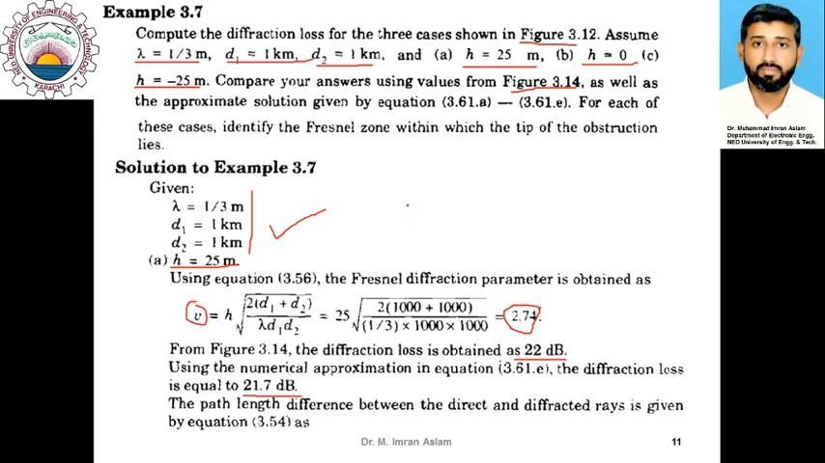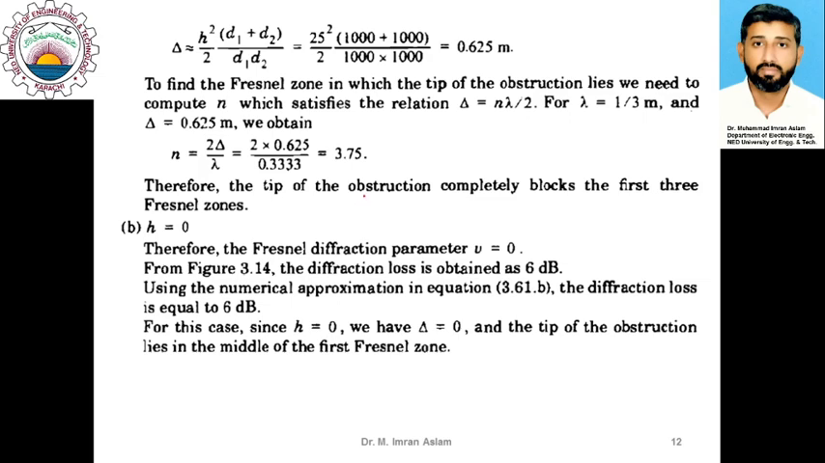Secondly, if we like, we can also calculate the path difference, although it's not asked in the question, but as we have derived the relationship, we can directly use it to calculate the path difference as well as the phase difference. The path difference here is delta equal to h squared upon 2 times (d1 plus d2) upon d1 d2. You can simplify it to find the path difference, which comes out to be 0.625.